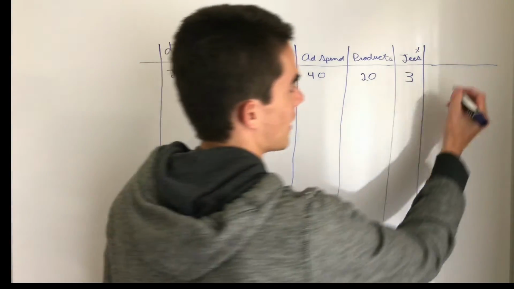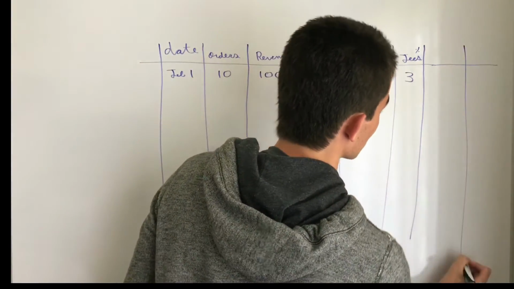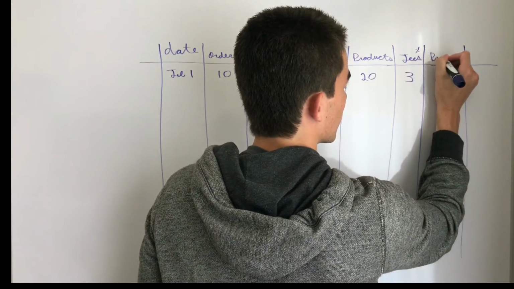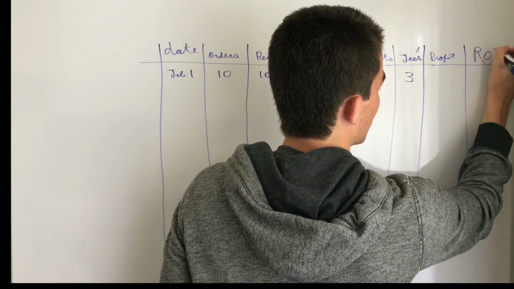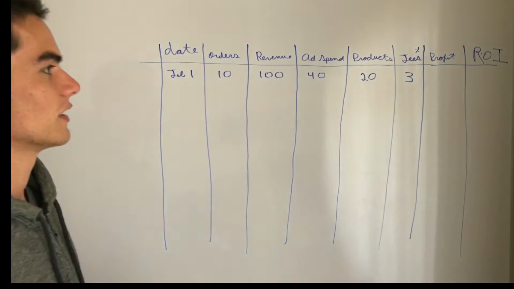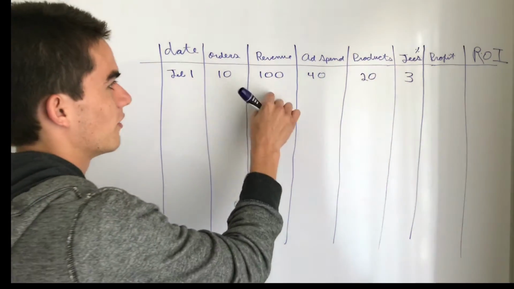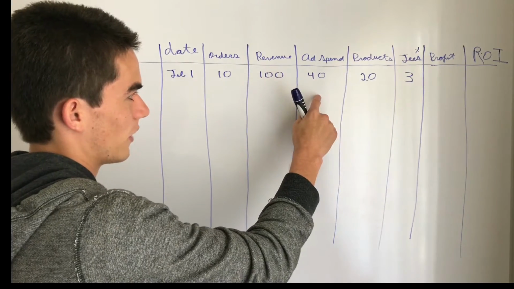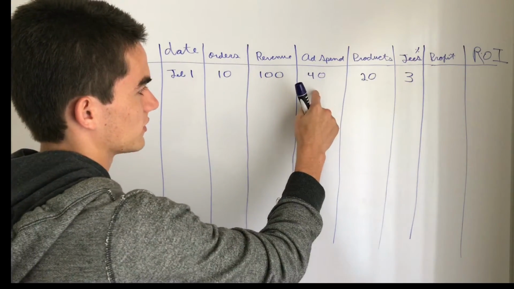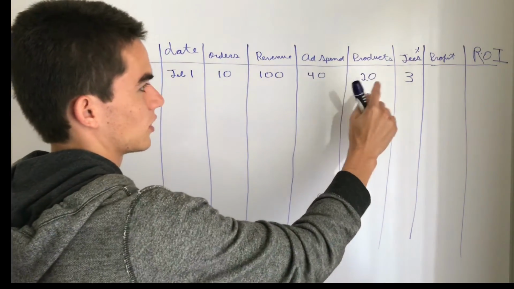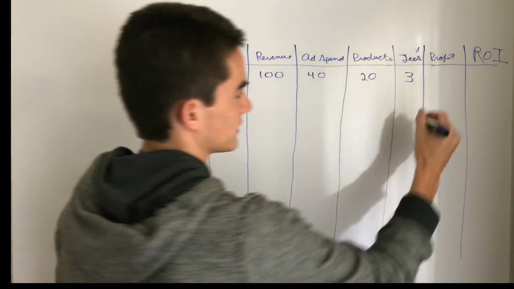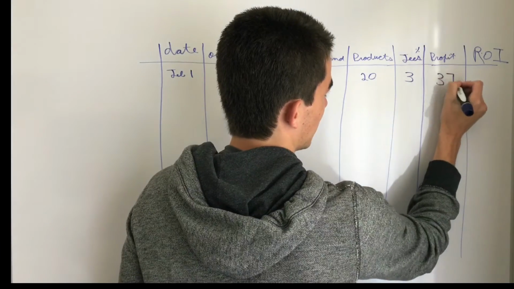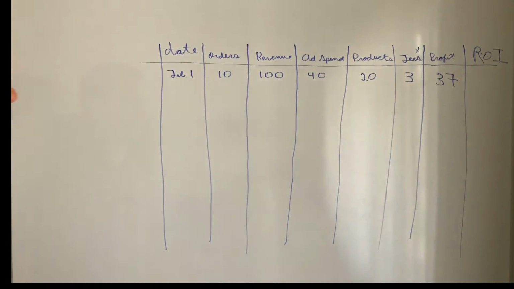And finally, you will have the profit and the ROI. Very important. Now the profit is gonna be revenue minus ad spend, so that is gonna be $60. Minus $20, that's gonna be $40. $40 minus $3 is gonna be $37. So your profit was $37.